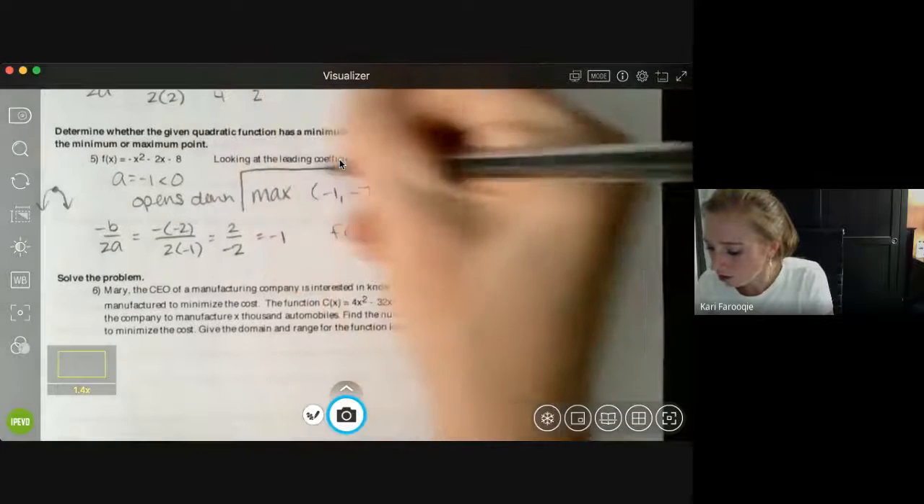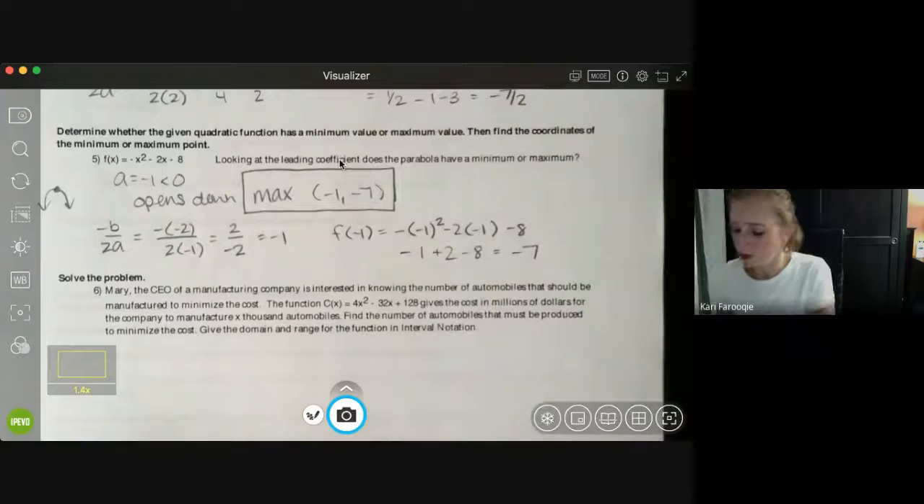Definitely we have a maximum at -1, -7. Any questions there?